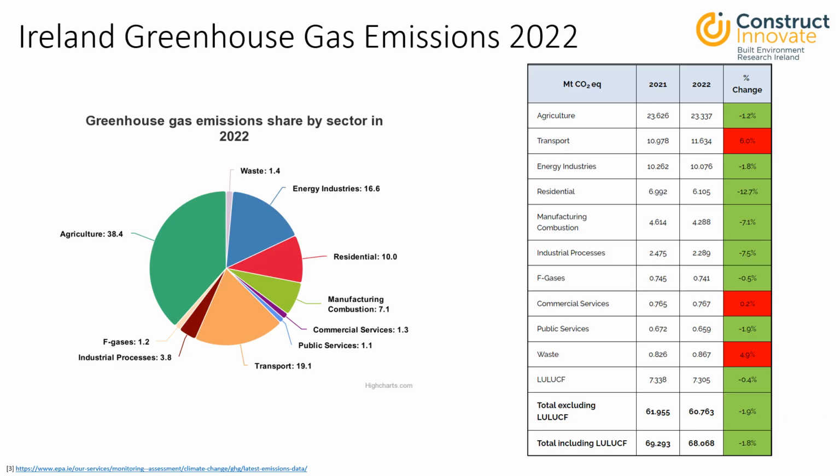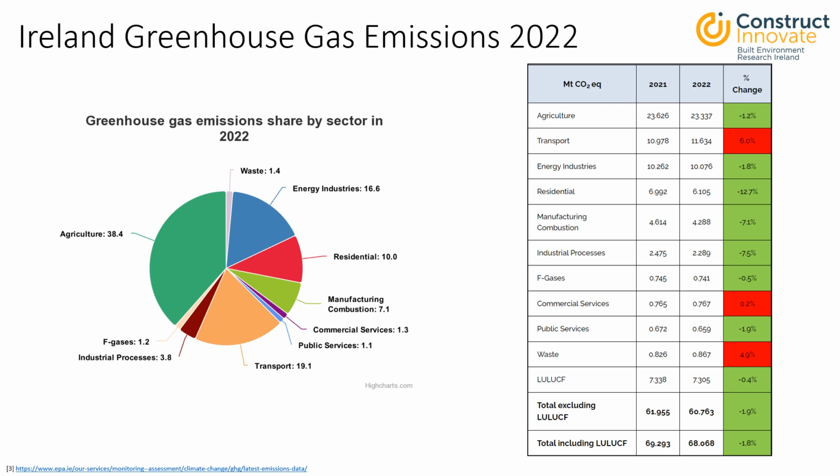Ireland's greenhouse gas emissions in 2022 are estimated to be 60.76 million tonnes of carbon dioxide equivalent, which is 1.9% lower, or 1.19 megatons of CO2 equivalent, than emissions in 2021. This follows a 5.1% increase in the emissions reported for 2021 from 2020. Emissions in 2022 are 4.6% below pre-COVID 2019 figures.